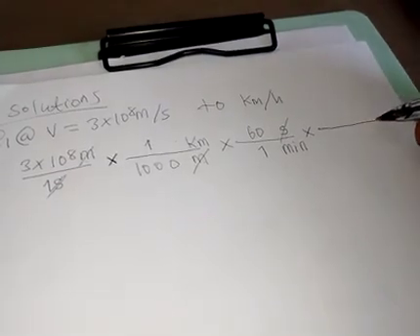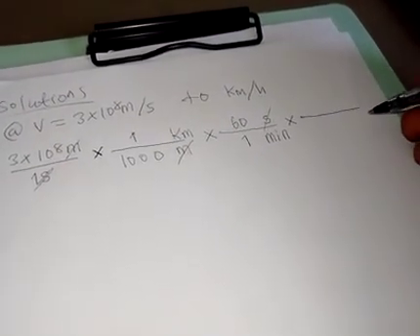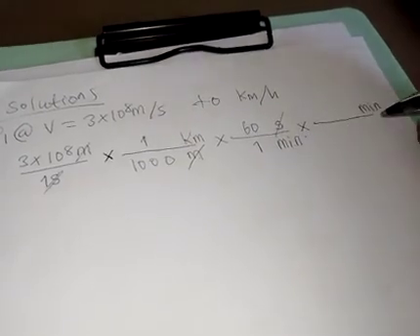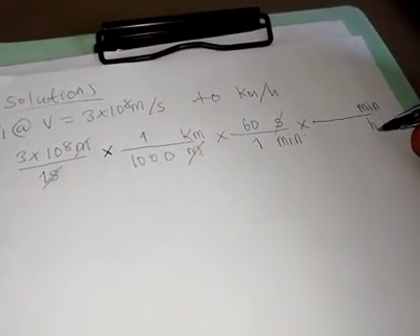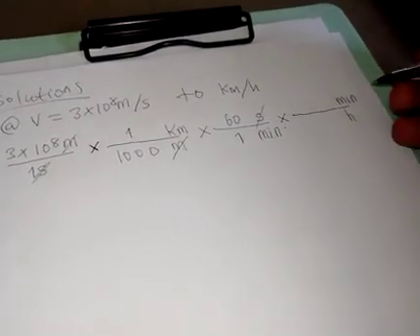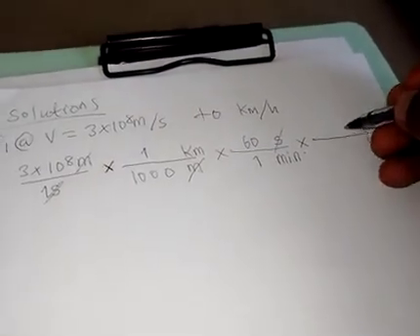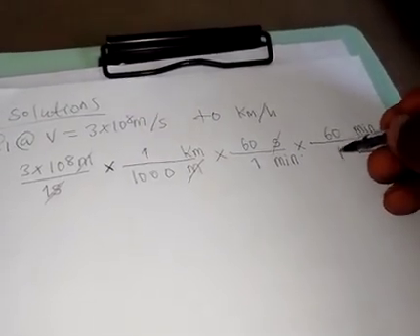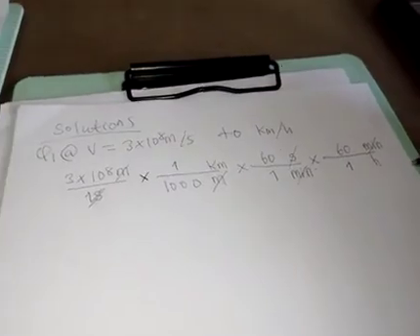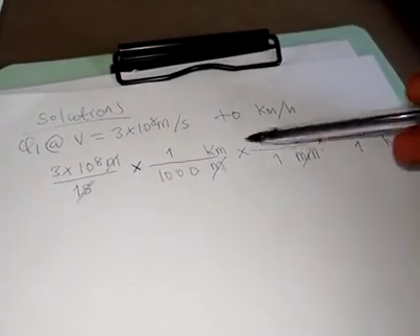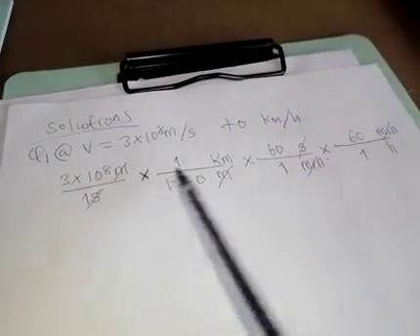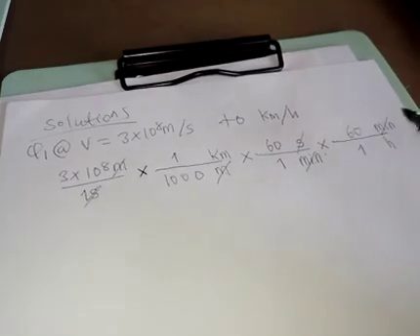So where should we write minute, up or down? To get rid of minute, you should have minute down, so that minute and minute cancel. Then up there we have hours, what we want. We know that if we have 60 minutes, we have 1 hour. After that, minute disappears. If you check, you find that you have remained with hour, and on top just kilometer. So just multiply everything that has remained on top, then over everything down there.